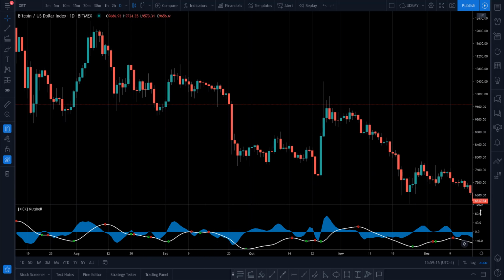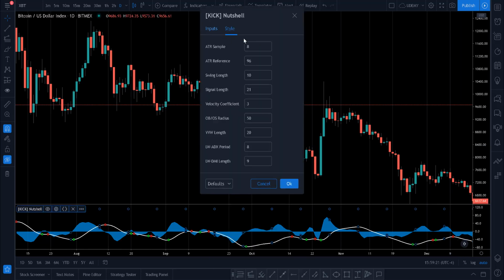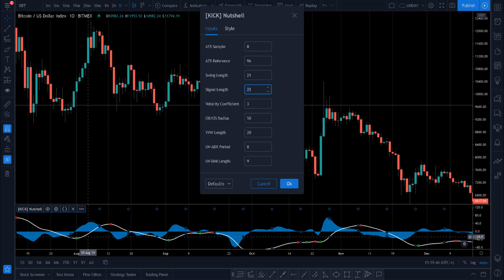Okay, so there's a couple aspects to this. Let's look at the settings first of all that are related. Your swing length and the signal length. So basically, if you make the swing length shorter, you will get more sensitivity in this, but that obviously means it'll also give you a little bit more noise. If you increase this value, it will strip out some of that noise. However, you'll have fewer signals, and they'll be more lagged.